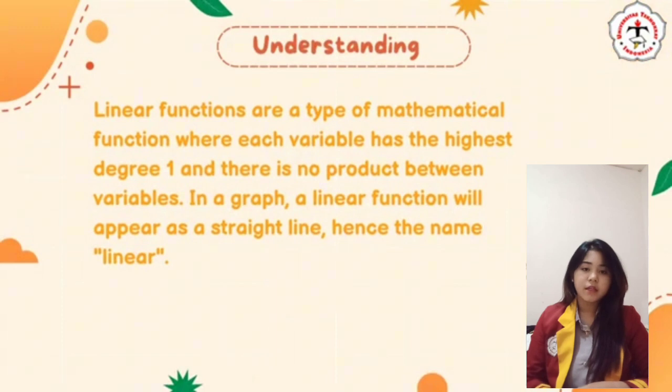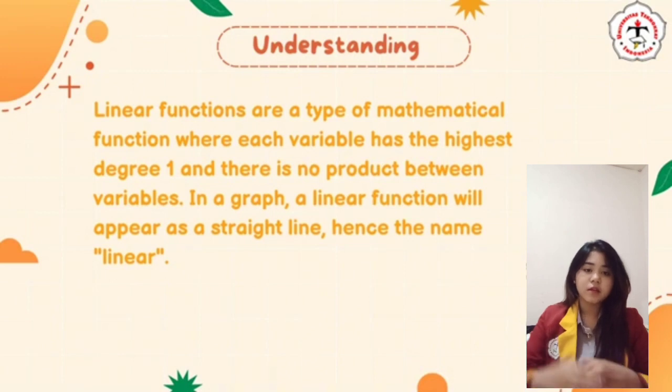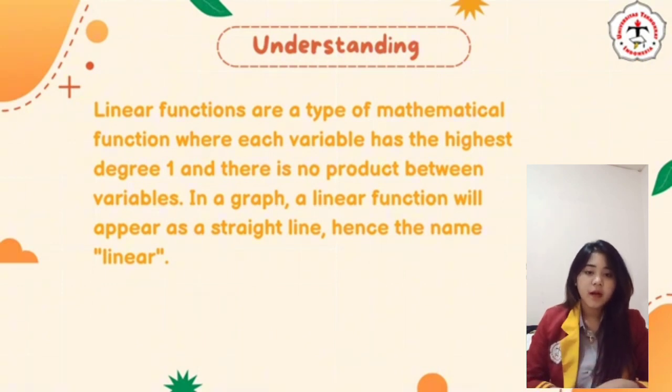Understanding linear function. It is a type of mathematical function where each variable has the highest degree of 1, and there is no product between variables. In a graph, a linear function will appear as a straight line, hence the name linear.